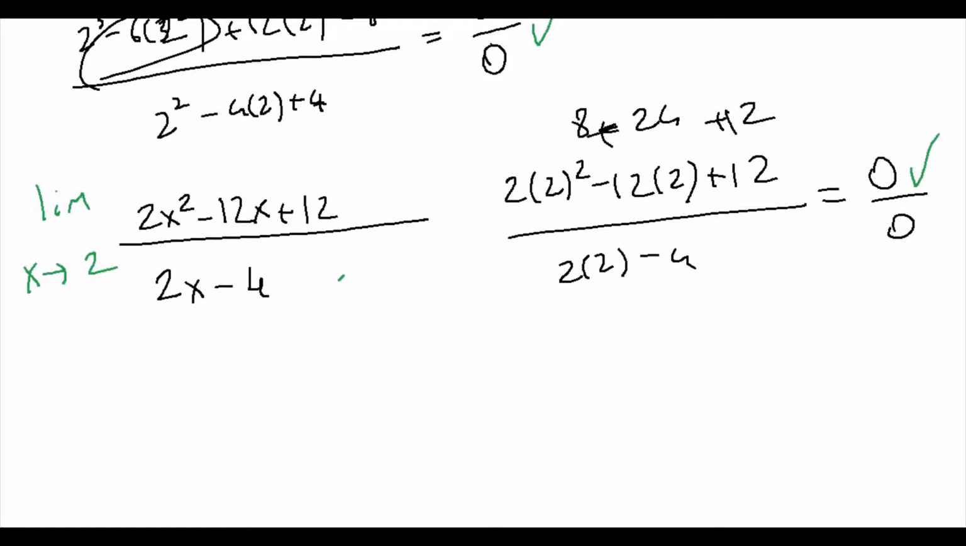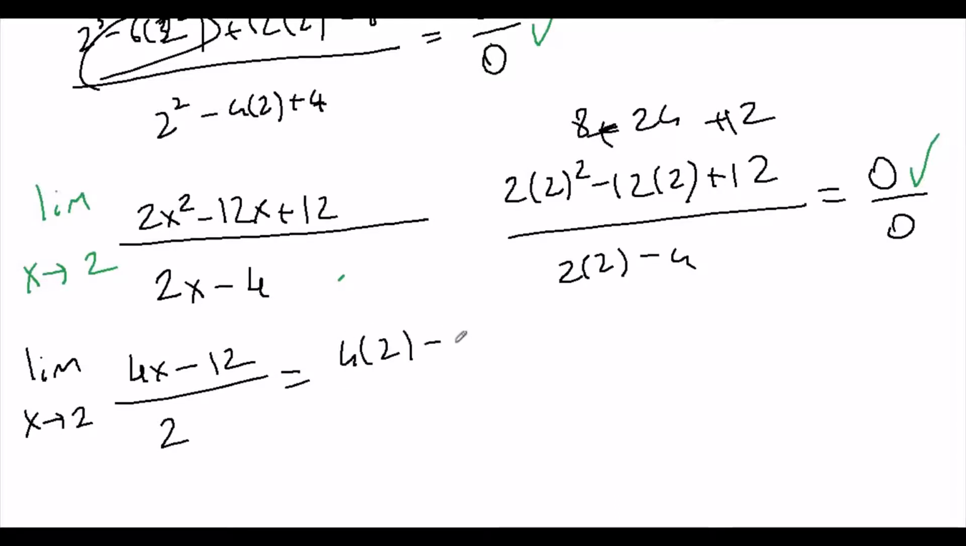So we're going to take the derivative one more time. So the limit as x is approaching 2, the derivative of this is 4x, the derivative of this is 12, the derivative of 2x is 2. Now we can plug in 2. 4 times 2 minus 12 over 2. So that's going to be negative 4 over 2, which is negative 2. So negative 2 is the answer.